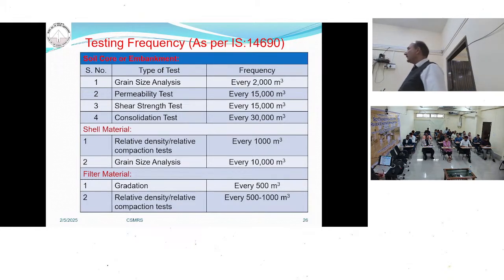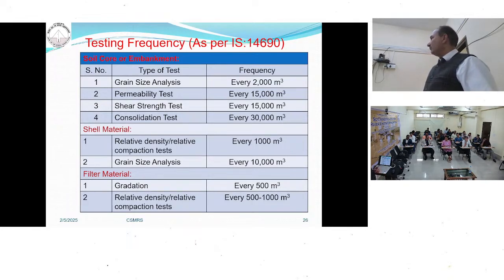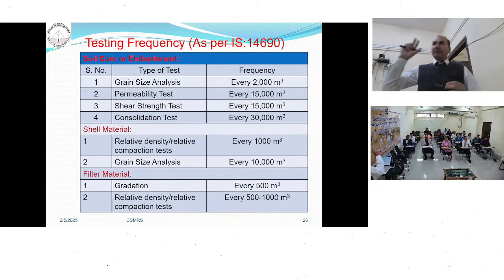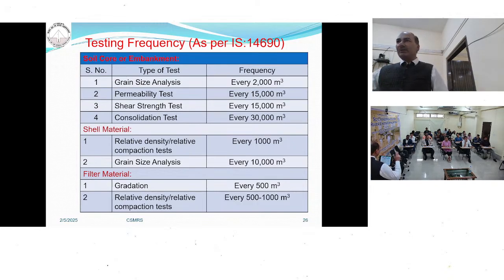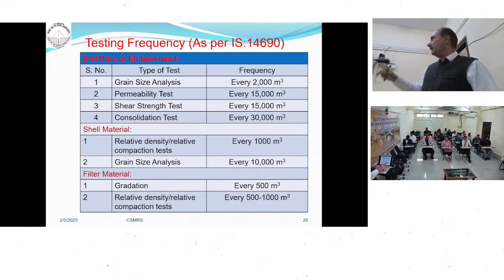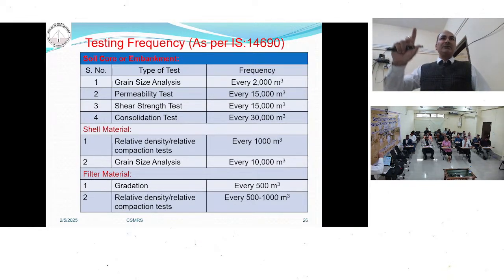If you are collecting the material for the core, according to the IS code, for every 2000 cubic meter you have to run one grain size analysis. For every 15,000 cubic meter, you have to run one permeability, one consolidation and one shear strength test. And for every 30,000 cubic meter, you have to run one consolidation test. So once you have estimated how much material is available in the borrow area, depending upon that quantity you will decide how many samples you will collect from that area.